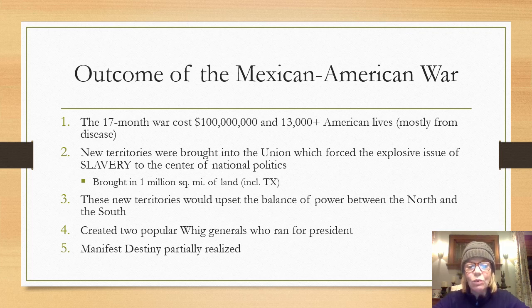And it brought in 1 million square miles of land, which included Texas, to the United States. The new territory would upset the balance of power between the North and the South, and it created two very popular new Whig generals who would run for president, General Winfield Scott and also Zachary Taylor. And what we see is manifest destiny is partially realized.